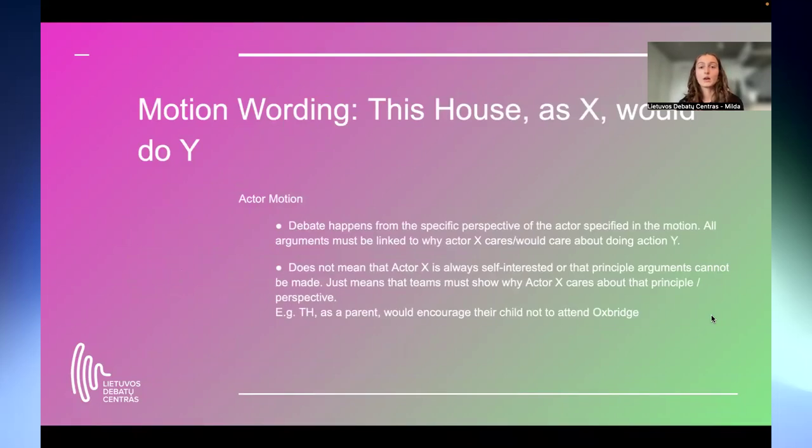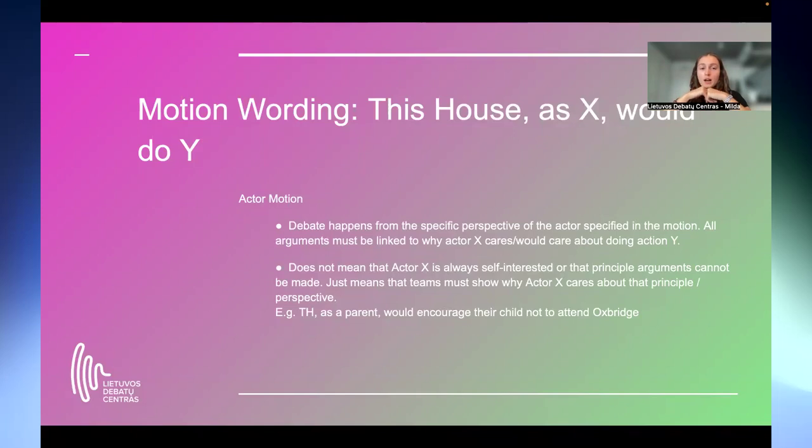Number three, this house as X would do Y. So here we have those actor motions we mentioned. The debate happens from the specific perspective of the actor specified in the motion. So all of your brainstorming for the arguments must be linked to why that specific actor would benefit from doing that specific action.